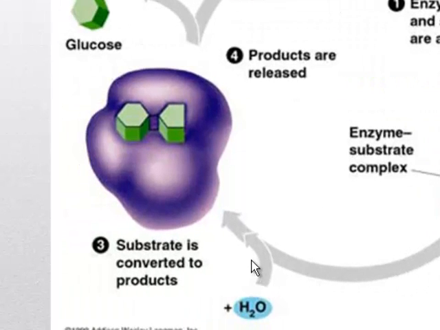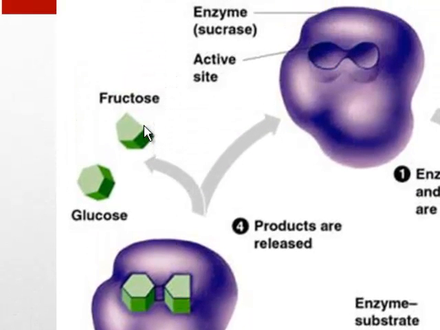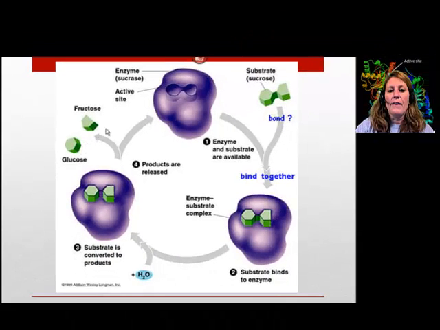So when that happens, we have some water coming in, and then it's going to convert and it's going to break that sucrose into two different products. It's going to release the products, and now I've got fructose and glucose, and now it's available and it starts the whole process over. So remember the little mnemonic devices that I showed you? So fructose plus glucose equals sucrose.